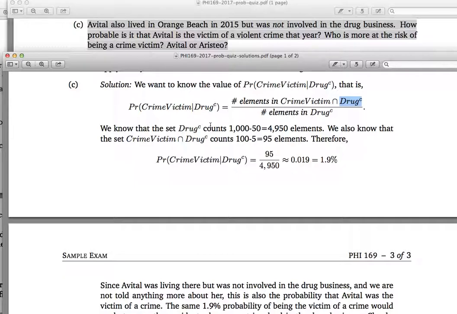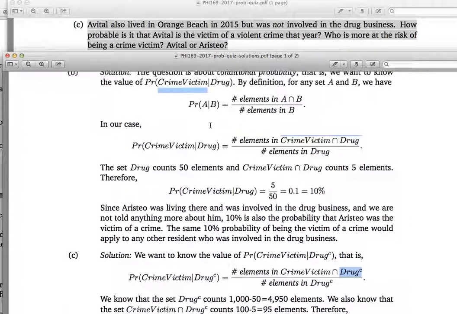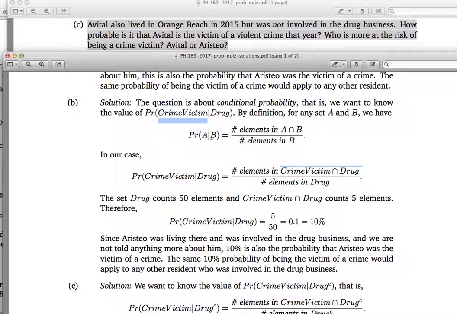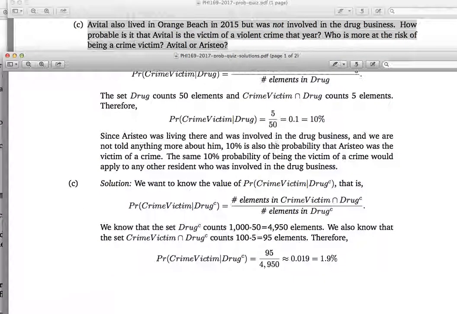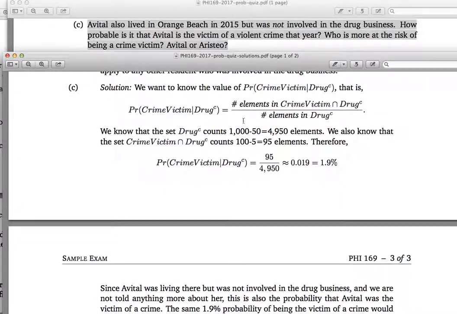If you go back to our definition of conditional probability, I have it up here. Probability of A given B is equivalent to the number of elements in the intersection of A and B, divided by the number of elements in B. That definition we are applying almost mechanically in this case. But what played the role of B in our general definition here is drug complement. And so in the denominator, we have the number of elements in drug complement.